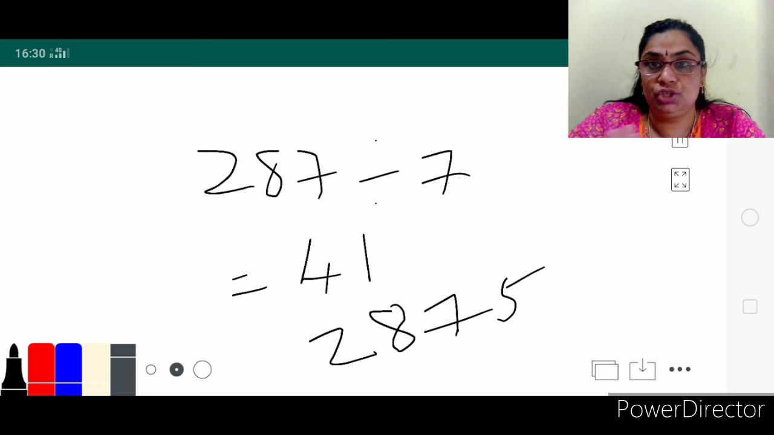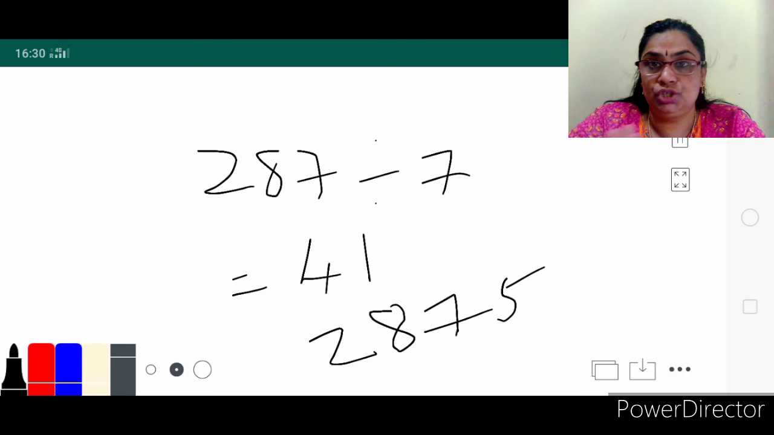Clear? Multiply the last digit by 2, then neglect that digit, the remaining digits form a number, then take the difference: that number minus twice the ones digit. Okay, then if it is 0 or a multiple of 7, then the whole number is divisible by 7. Okay, this is the rule.